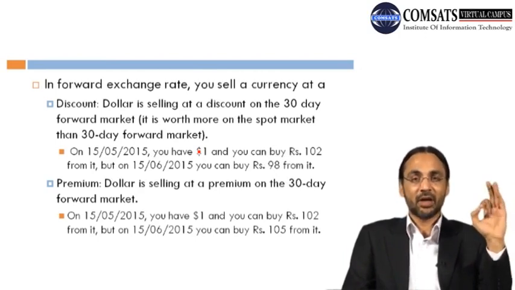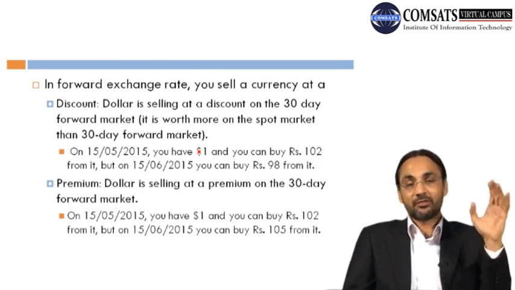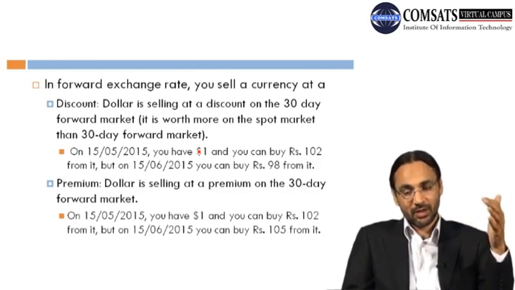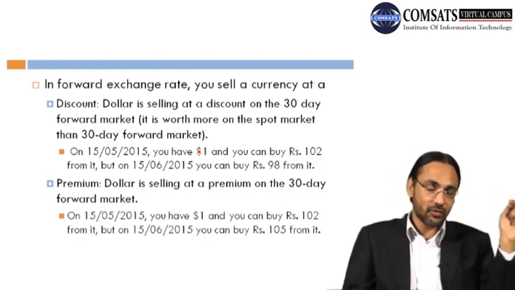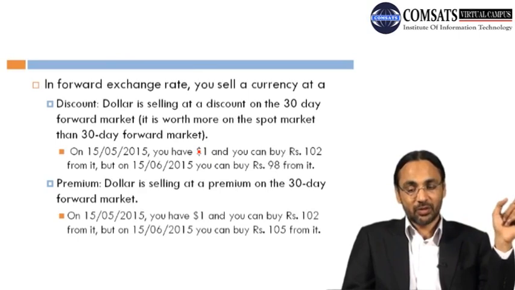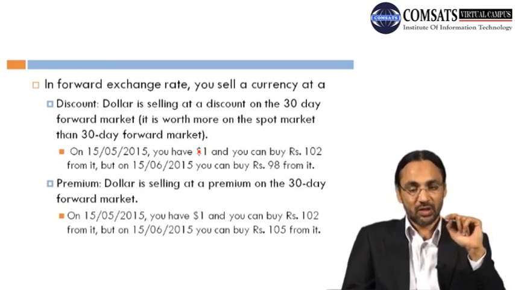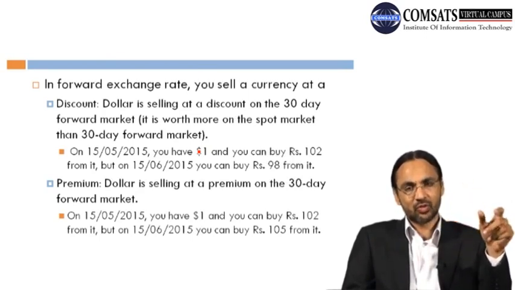You can sell a currency at a premium. What does it mean? Premium means the dollar is selling at a premium on the 30-day forward market. It means that on 15th of May, you have $1 and you can buy 102 rupees from it. But on 15th of June 2015, after 30 days, you can buy 105 rupees from one US dollar. That means you are selling the US dollar at a premium. This is a technical term that you use.